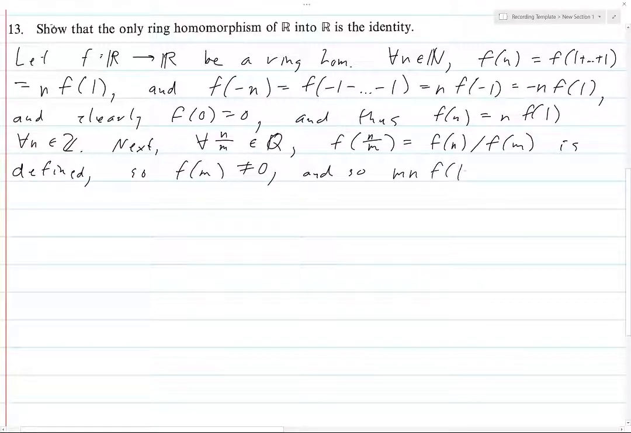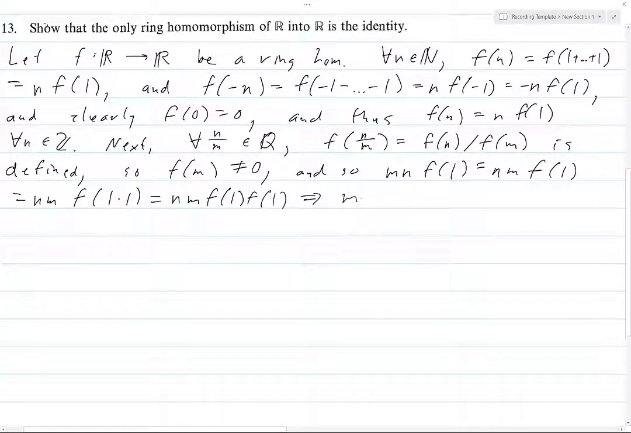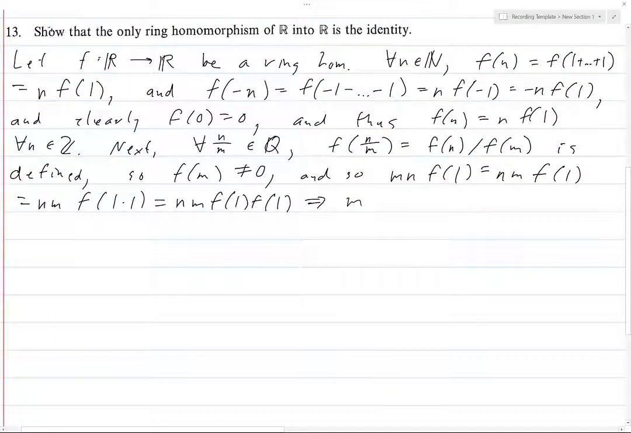mn f of 1 equals nm f of 1, which is nm of f of 1 times 1. And this is a homomorphism, and so you get f of 1 times f of 1. Now, n times f of 1 we saw is f of n, so m times f of n equals, and then we do a similar thing on the other side. We combine the m f of 1 into f of m, and then we keep the other f of 1.